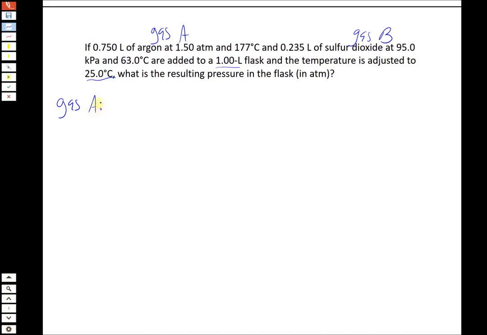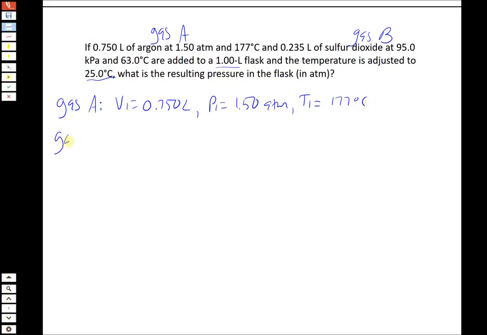gas A, which is argon in this case, the initial volume is 0.75 liters. The initial pressure is 1.50 atmospheres, and the initial temperature is 177 degrees Celsius.